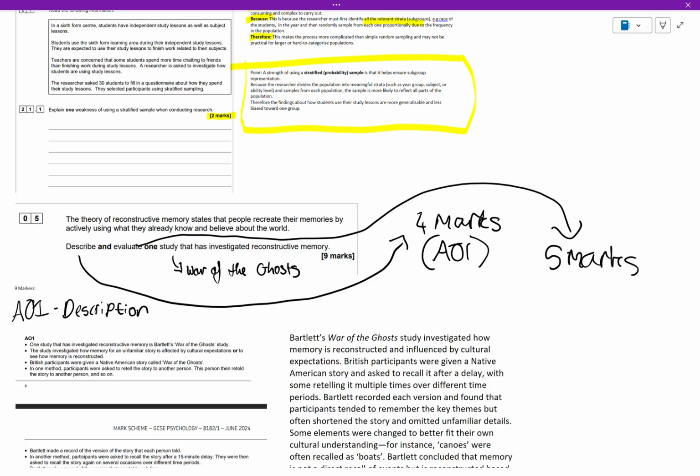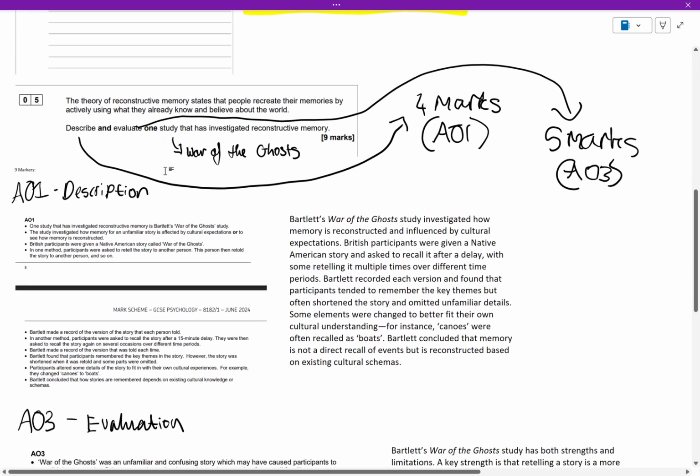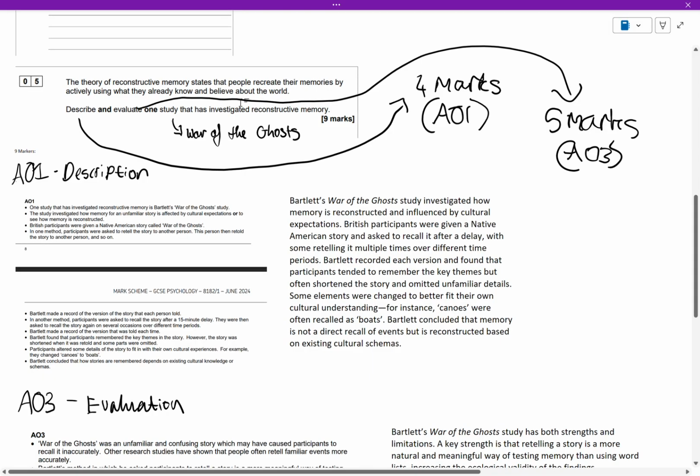This is for the general structure of a 9 marker, so just a normal example. And this is our AO3. You may be wondering, where did AO2 go? AO2 is for questions that provide a stem or ask us to apply. It could also be for comparison. So, but we're not on that yet.